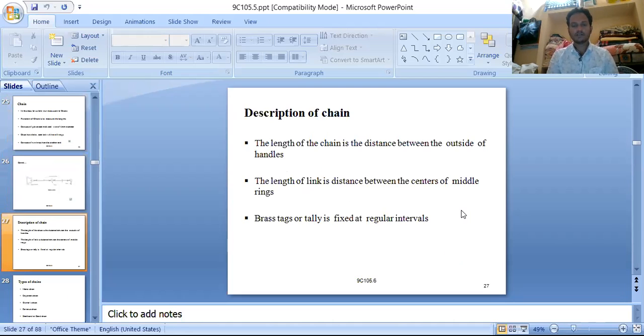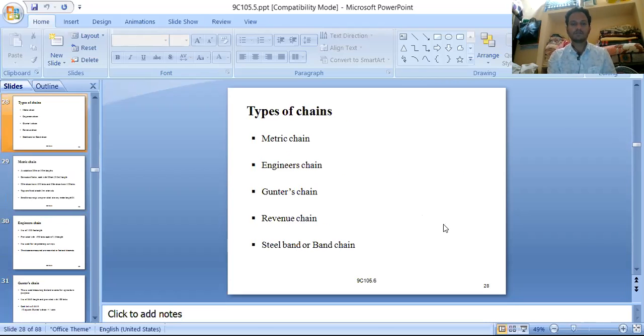The length of a link is the distance between the centers of the middle rings. So we have 3 rings, in which we have to consider the middle ring and the center of the middle ring for measuring. Brass tacks or tallies are fixed at regular intervals. Generally at 1 meter intervals we will have tallies. At every 5 meter interval we will have tags.